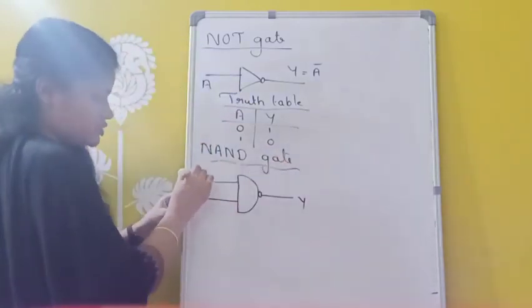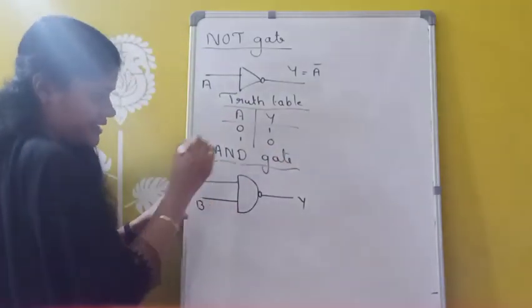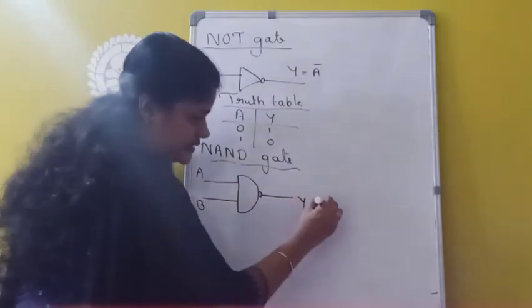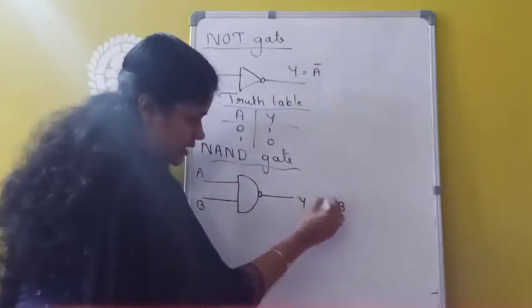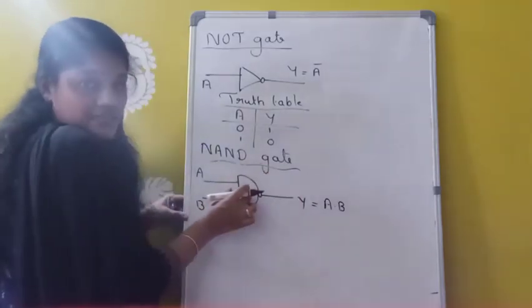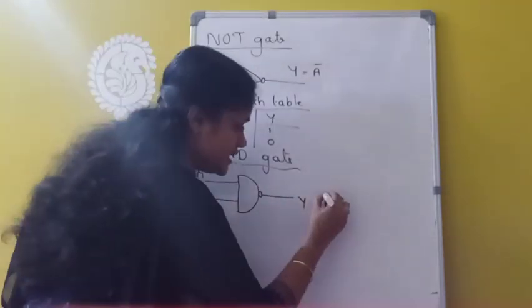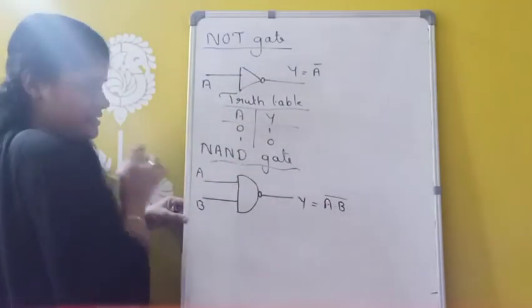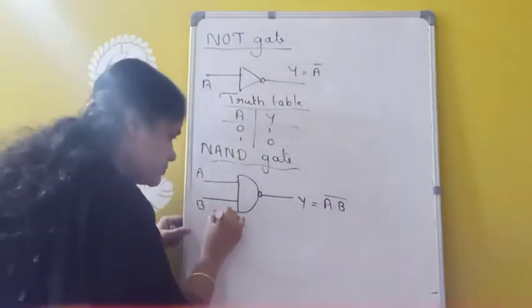This is called the NAND gate. Here we have two inputs A, B, and Y equals, what is the Boolean expression for AND? A dot B. And this complement will be the answer for NAND. So that means Y equals A dot B complement. So this is the Boolean expression for the NAND gate. Now we can go for the truth table.